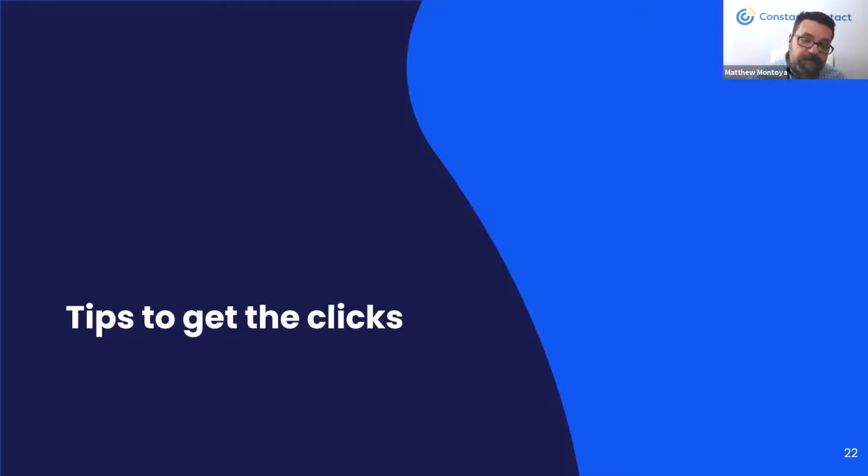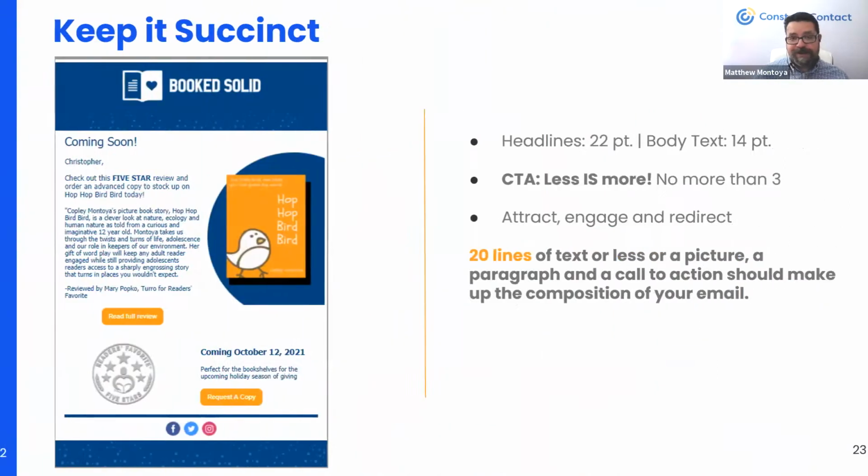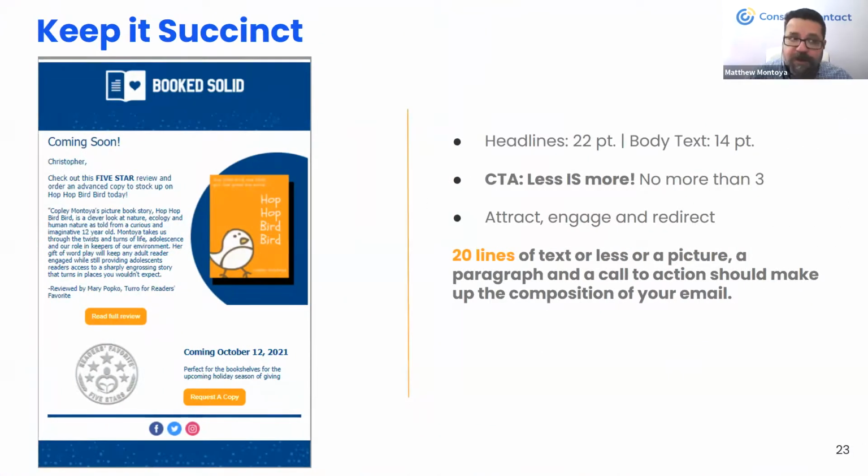So, high level, if it's not already obvious, keep your email short, succinct. Less is more when it comes to email marketing. So for text, you want to keep your headlines to about 22 point and 14 point for the body. That's going to keep the content fairly tight.